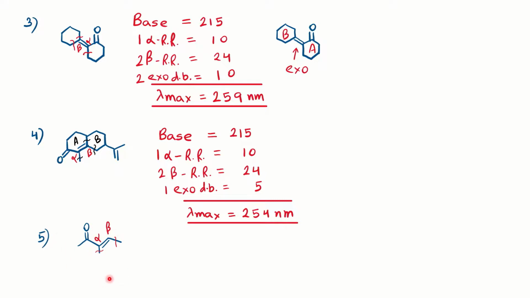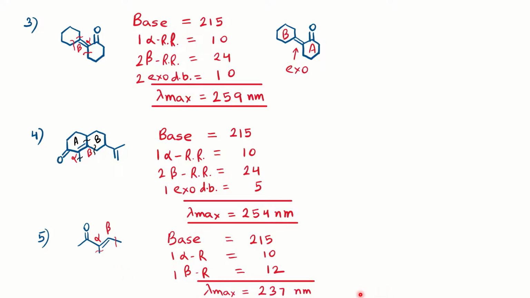In this particular example, you can notice it is an acyclic system. You don't have a cyclic system here. Acyclic ketone is the functional group. Again, we know the acyclic ketone base value is 215. You don't have extended conjugation or a homodiene obviously because it is not a cyclic system. Then the ring residue: because it is not a cyclic system, ring is not present. Alkyl groups are there, so you can find one alpha alkyl and one beta alkyl. Since it doesn't have any ring, there is no exo double bond. So that's it for this molecule, and the lambda max value for this molecule is 237 nanometer.